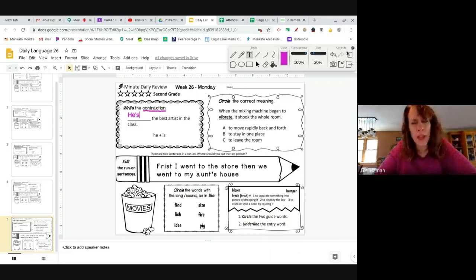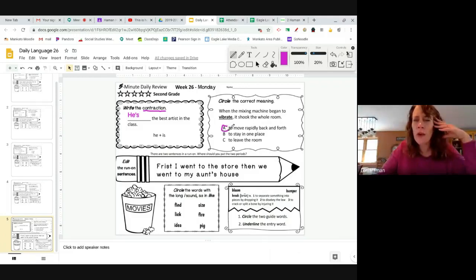Let's look at my choices. A, to move rapidly back and forth. B, to stay in one place. C, to leave the room. Now what did it say again? When the mixing machine began to blank, it shook the whole room. Well, shook, shaking, that's moving, right? So I want to try thinking about A. Could it be something like this? When the mixing machine began to move rapidly back and forth, it shook the whole room. It sounds like the right idea. I'm going to try that one.